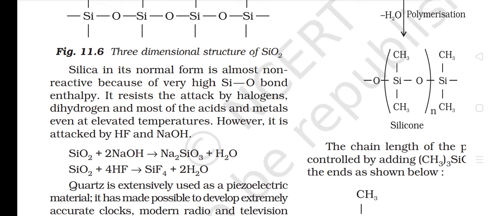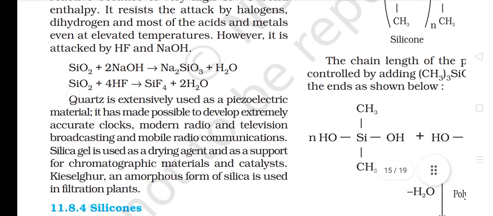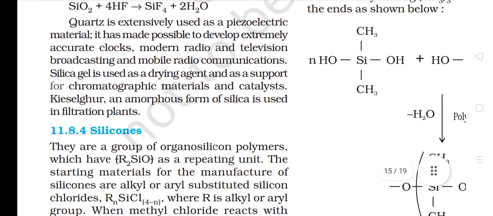It resists the attack by halogens, dihydrogen, and most of the acids and metals even at elevated temperatures. However, it is attacked by HF and NaOH. Quartz is extensively used as a piezoelectric material. It has made possible to develop extremely accurate clocks, modern radio and television broadcasting, and mobile radio communications. Silica gel is used as a drying agent and as a support for chromatographic materials and catalysts. Kieselguhr, an amorphous form of silica, is used in filtration plants.